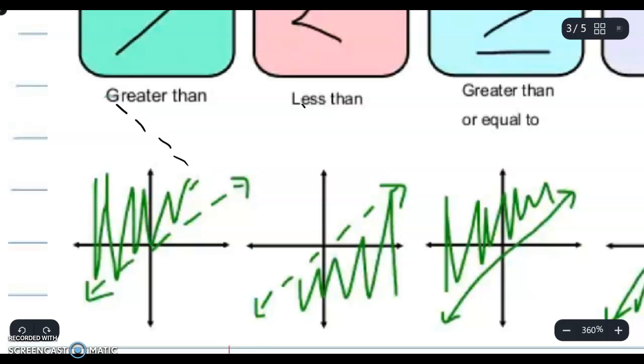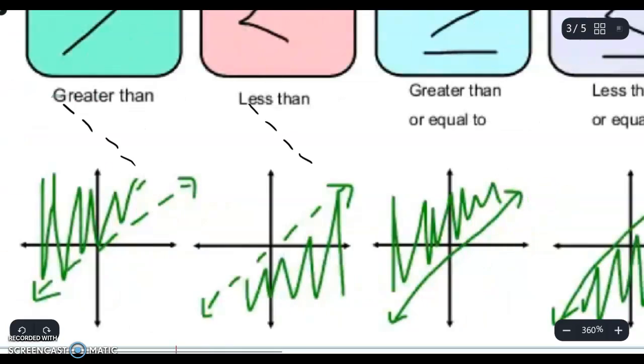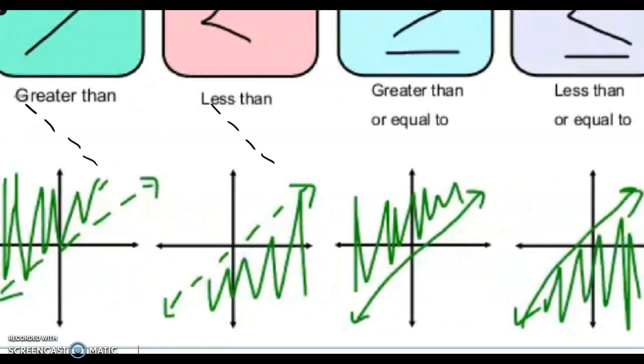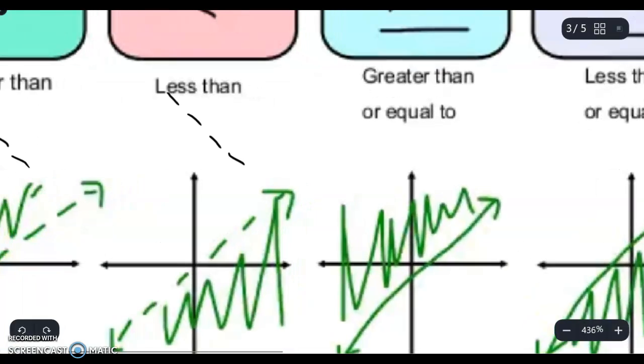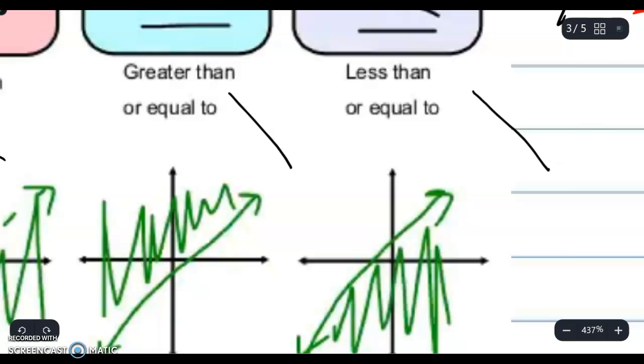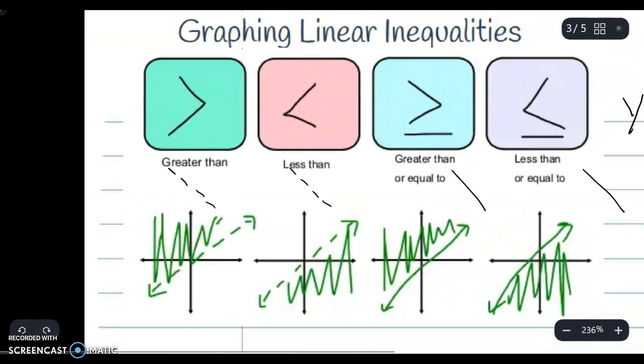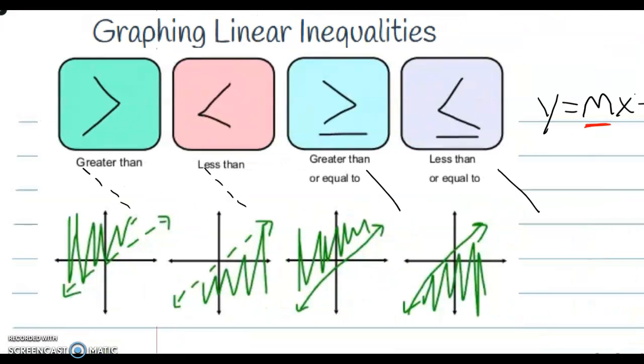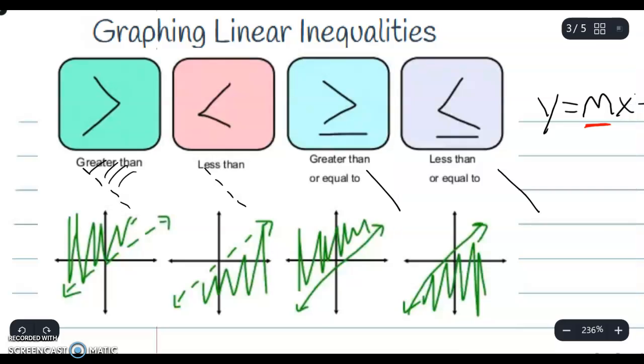Let's say I have a negative line with greater than or less than, or greater than or equal to, less than or equal to. I'm going to show you what it looks like with those. First, the line is dashed for no equal to and solid for equal to. And second, it's still above and still below. So greater than, shade above the line. Less than is below, you shade below the line.